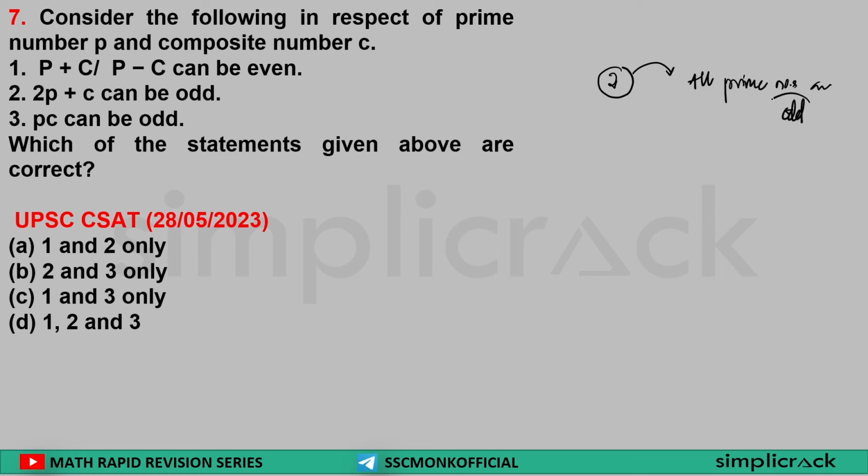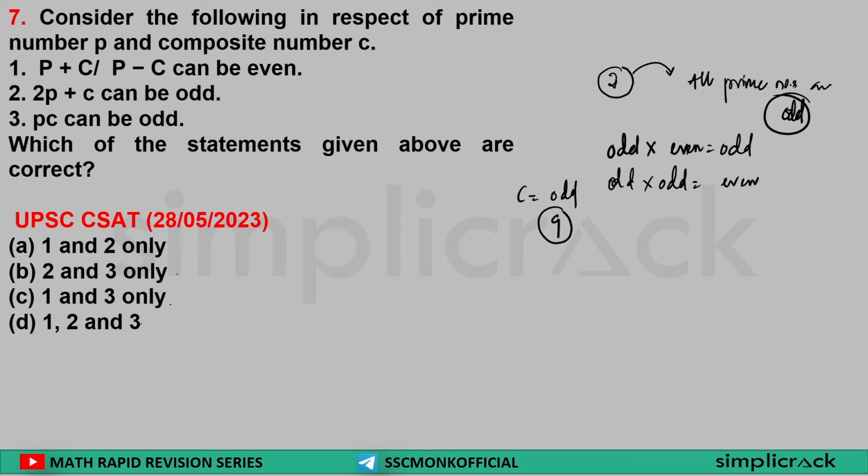Odd. Yes or no? Yes. So when I'm multiplying odd with even, I'll get what? Odd. But that does not mean that a composite number cannot be an odd number, because 9 is a composite number and it is also odd. So when I multiply odd into odd, I will get also odd. Yes or no? Yes.